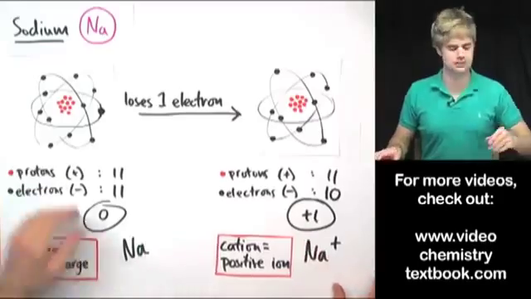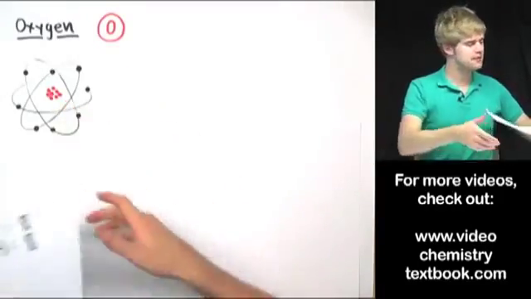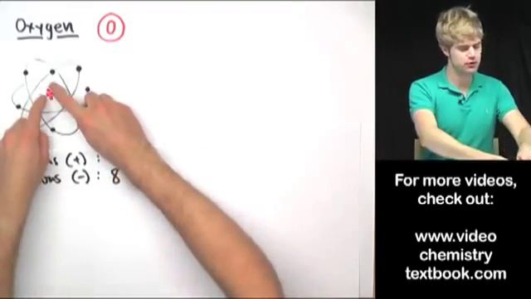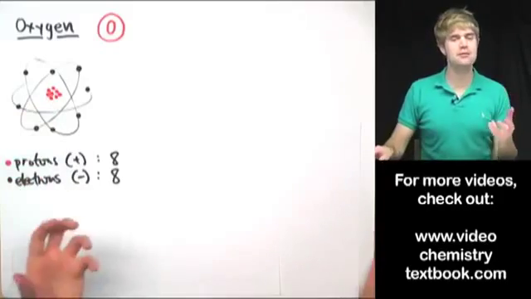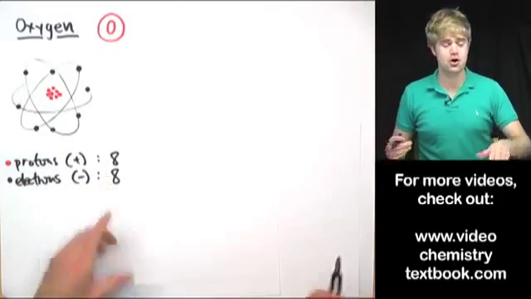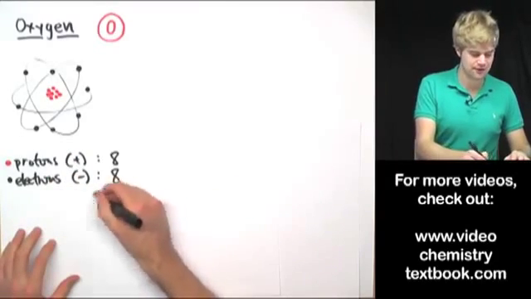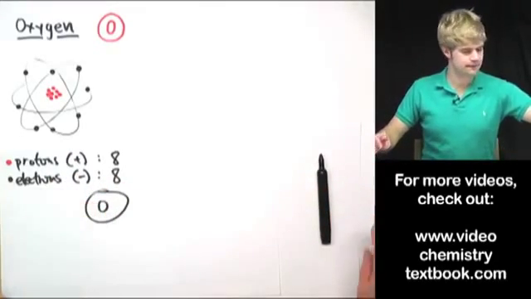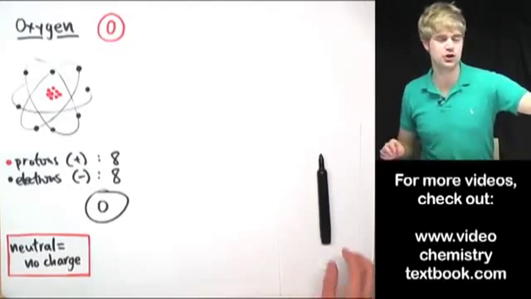Let me show you another example. Okay, so here's an atom of oxygen. The atom that I've drawn here has 8 protons here in the nucleus, and it has 8 electrons outside. So we have the same number of protons and electrons, which means that the total charges balance out. Plus and the minus balance out. So I have a net charge of 0, and I can say that my oxygen atom is neutral. It has no net charge.